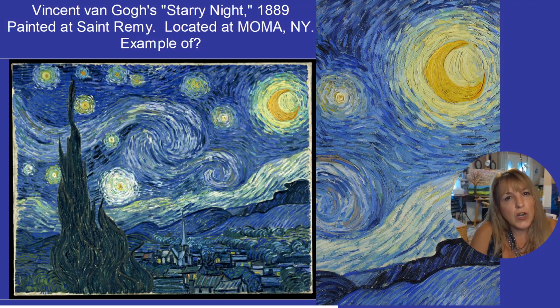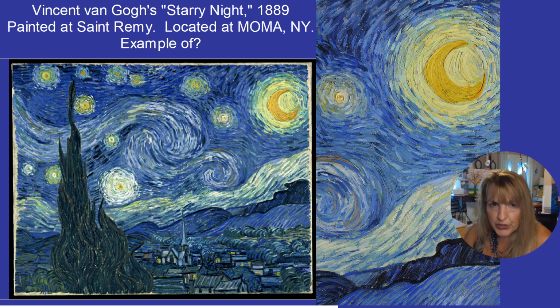Vincent van Gogh's Starry Night, 1889, painted at Saint Remy, located at MoMA, New York. And this is an example of expressionism and post-impressionism. It's very expressionistic. You can see a sense of the swirling emotions of the artist. I've heard people say that it just shows his despair. I don't really think that's true.